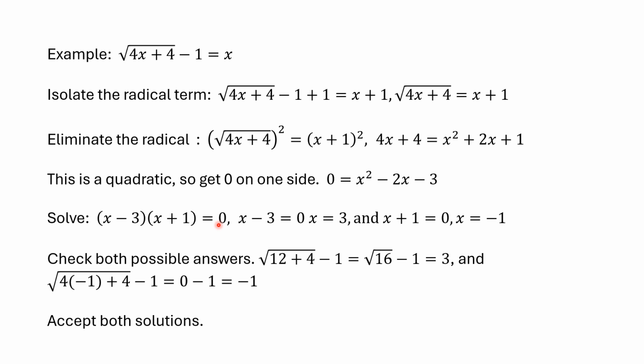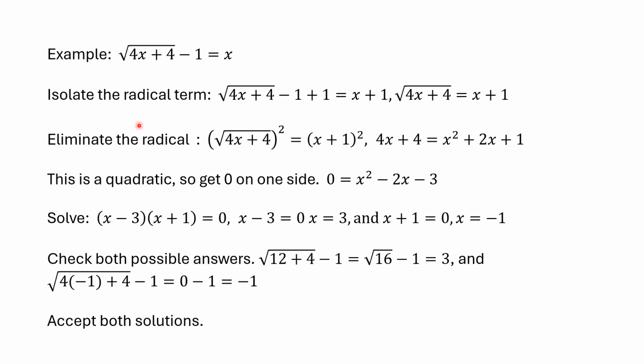It has to be that one of those two numbers is a 0. So I get x minus 3 equals 0, which gives me x equals 3. And I get x plus 1 equals 0, which gives me x equals negative 1. So I'm going to check. I have to go back to the original equation to check.